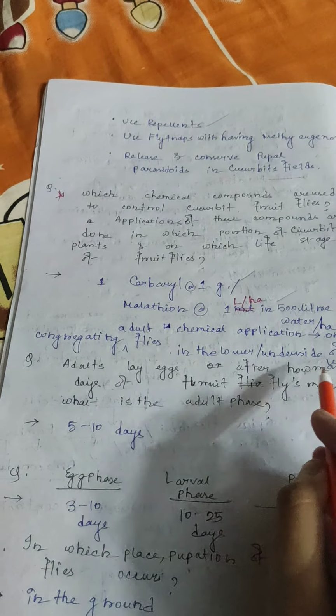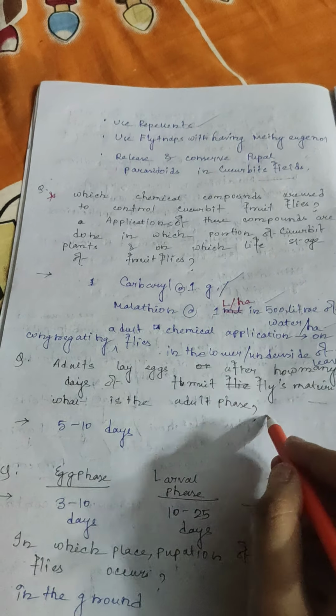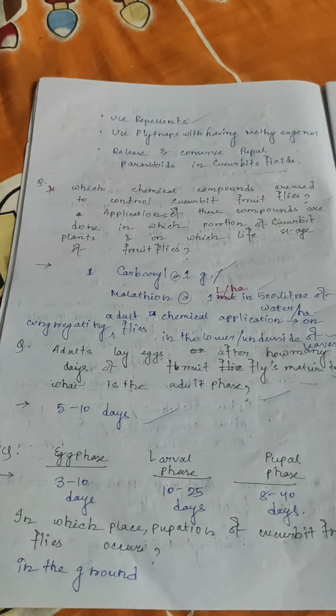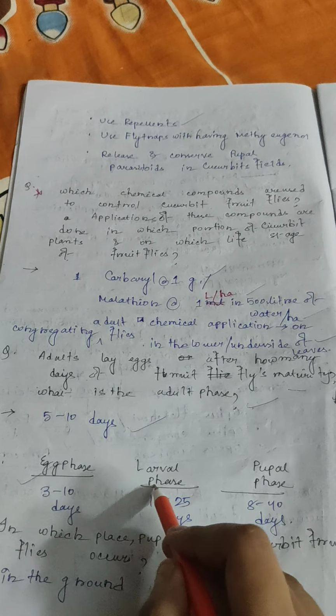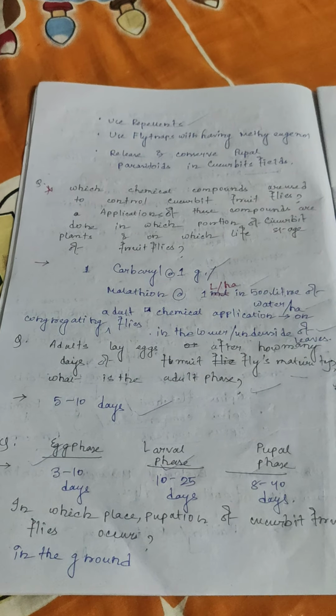Adults lay eggs after how many days of fruit fly maturity, or what is the adult phase? 5 to 10 days is the adult phase. Egg phase is 3 to 10 days, larval phase 10 to 15 days and pupal phase 8 to 10 days. Adult phase is 5 to 10 days.